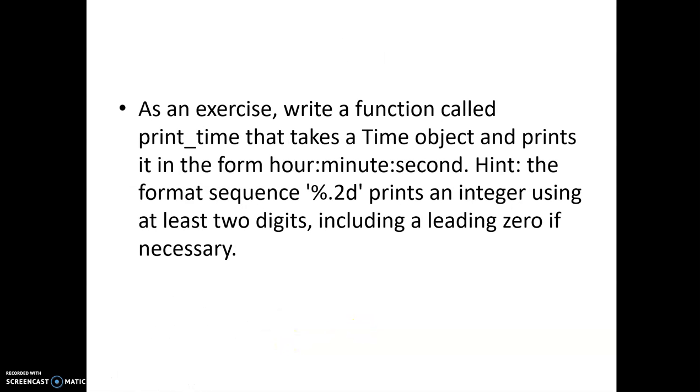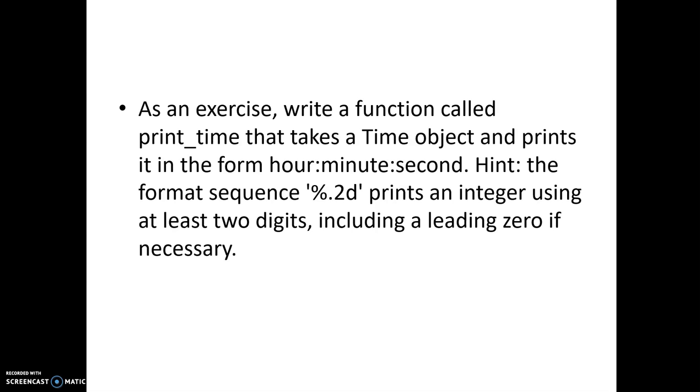The next thing, as an exercise, is that you need to write a function, which is nothing but a method, called print_time, that takes the time object and prints it in the form of hour colon minute colon second. The hint has also been given for this exercise: the format sequence percent dot 2d prints an integer using at least two digits, including a leading zero if necessary.